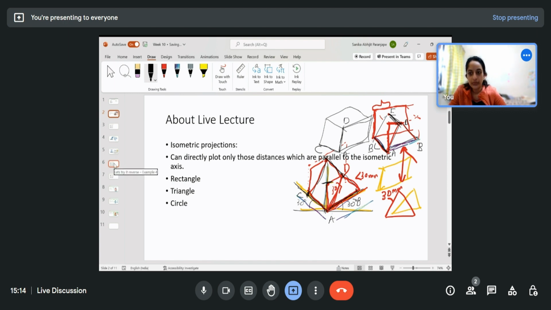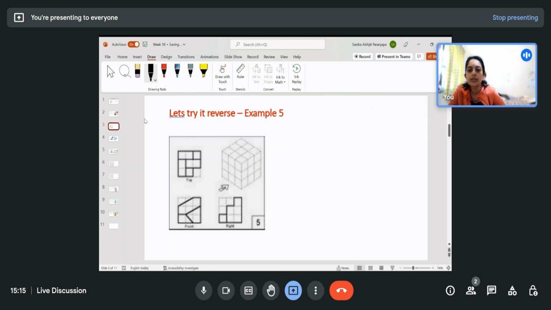So let us try to solve a problem here. How you can approach this problem is, this is the top view, this is the front view, and this is the right view. From here you can gather that this is some kind of a cube, or it can be a cuboid in general, but this is some kind of a cube here. That cube is already given here as a guideline.